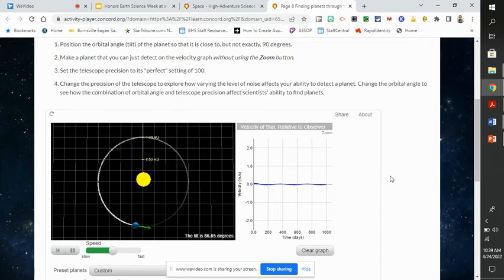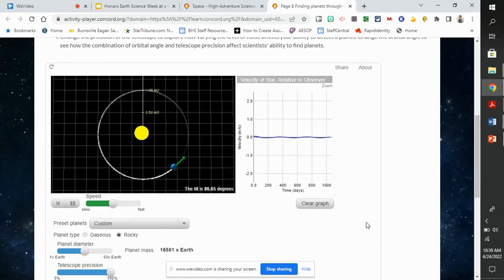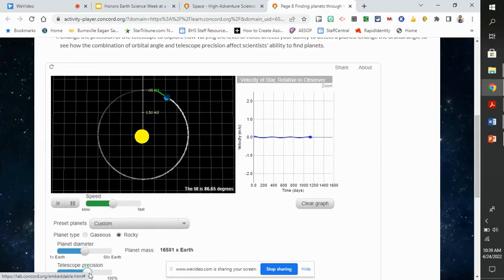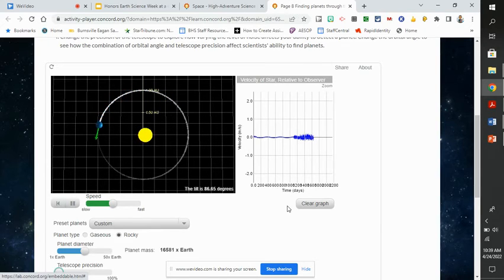So what is that saying? First of all, let's talk about noise. Decreasing the telescope's precision is going to increase the amount of noise. I always say go to the extremes to get the relationships between things. It makes it a little bit easier. So if you take it all the way down to the lowest, which is 5%, you can see how the graph makes it more difficult to see any movement of the planet, or any movement of the star caused by the planet. Okay, I'm going to go ahead and increase the angle, and you can see what effect that has.